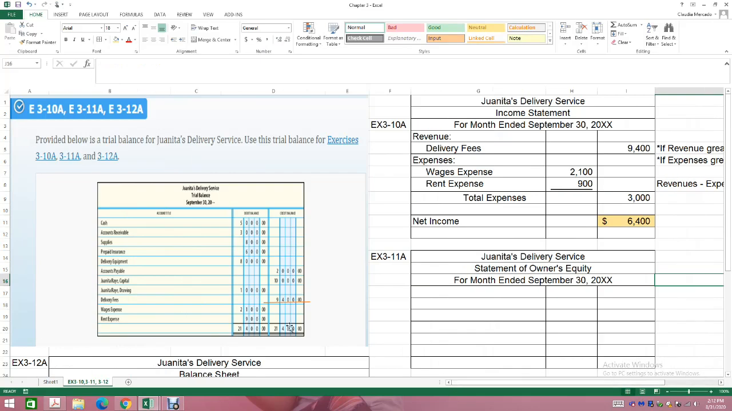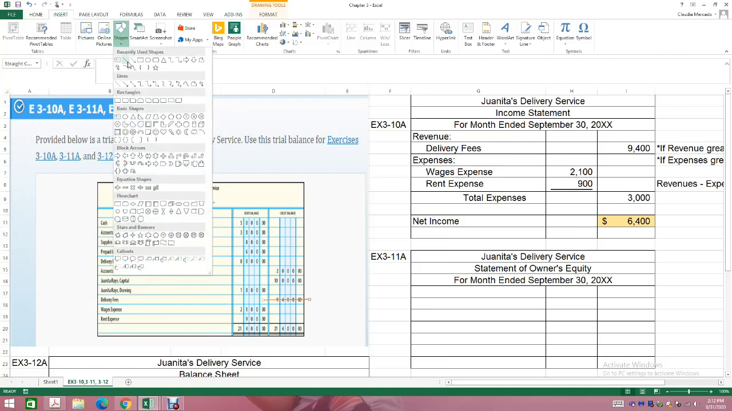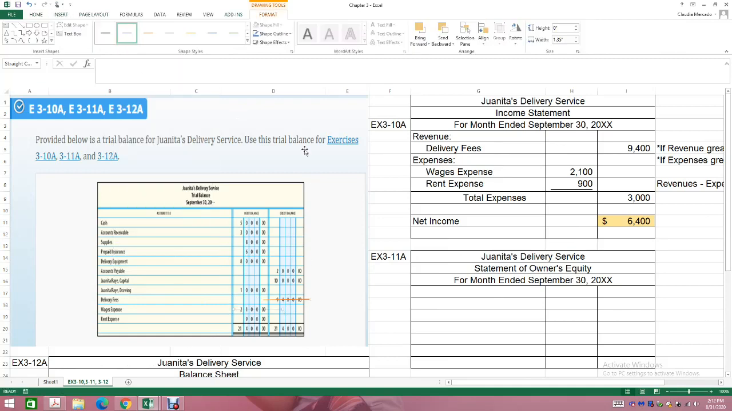Now I'm going to go back over here and I am going to scratch off those two items that I just used. I don't want to get confused. I don't want to forget something.